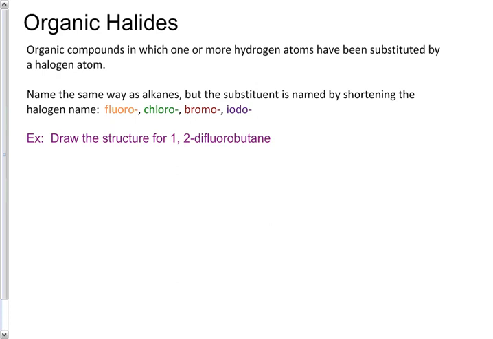abbreviations. So again, if you want to pause the video and try drawing this yourself, you certainly can. Otherwise, try drawing the structure for 1,2-difluorobutane. Again, start at the back of the name. Butane means 4 carbons. So draw yourself a skeleton structure of 4 carbons. And then on the 1 and 2, you are going to put fluoro groups.